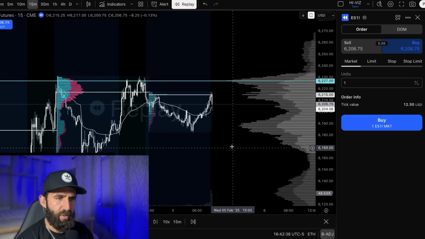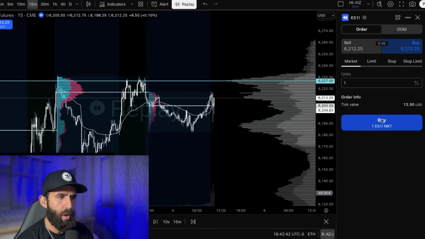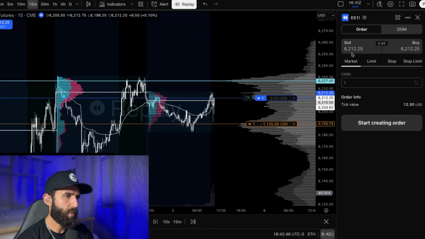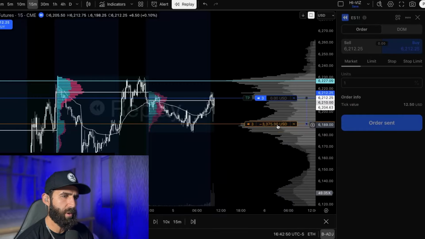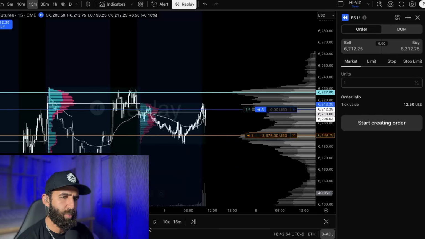Retesting VWAP. Let's see if we come down. Maybe we will look to buy into some strength if we can form some after sweeping a low. Nice. Let's go ahead and buy into that strength. Let's go ahead and up that. Just going to go one at a time here. Nice. Little over $3,000. We're going to look for a break of the highs, push to the upside.